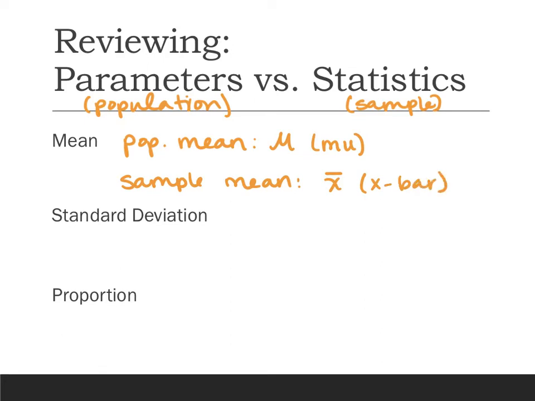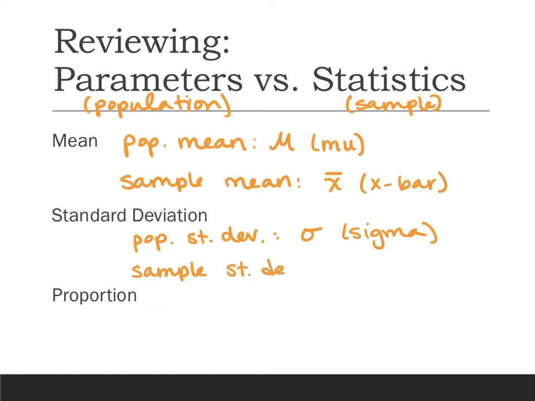We also had a population and a sample standard deviation. So our population standard deviation, and I'm going to abbreviate, was sigma. And our sample standard deviation was simply an s.